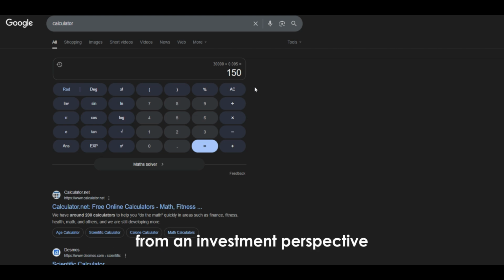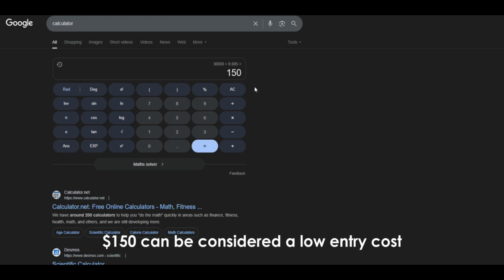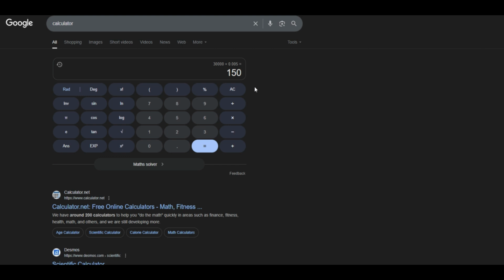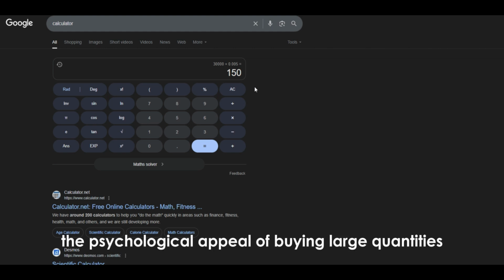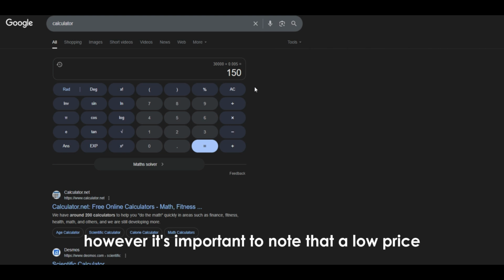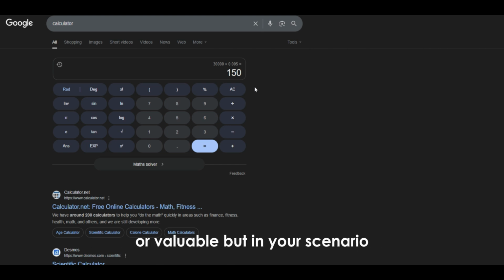From an investment perspective, $150 can be considered a low entry cost. Especially in the cryptocurrency market, low-price tokens offer investors the psychological appeal of buying large quantities. However, it's important to note that a low price does not always mean cheap or valuable.